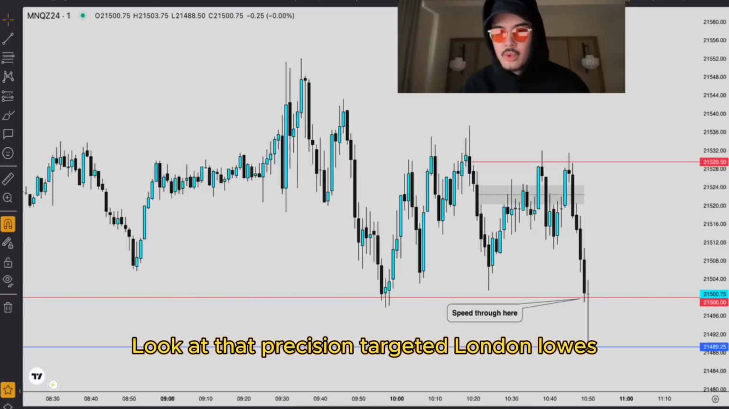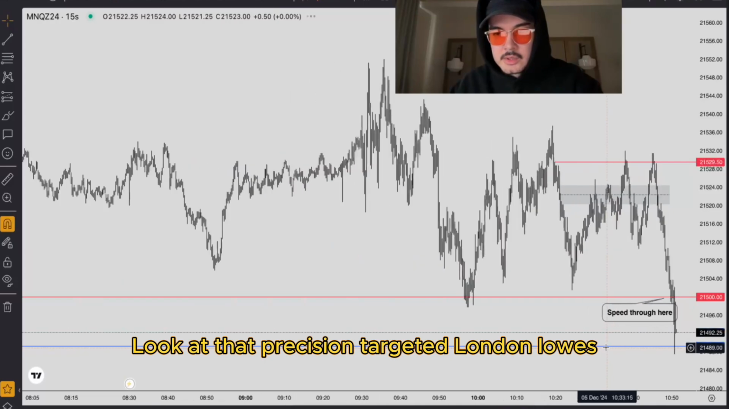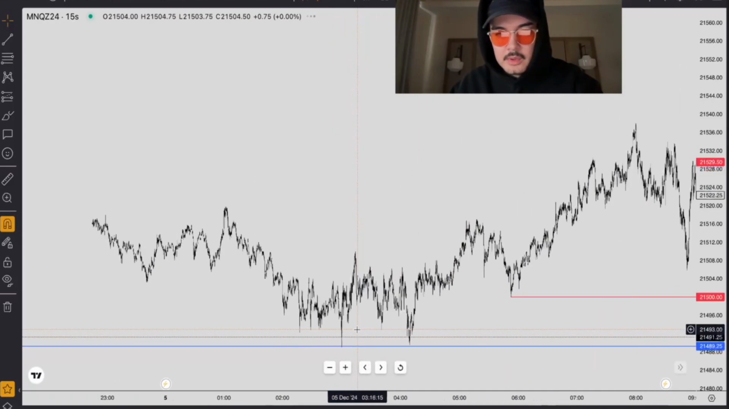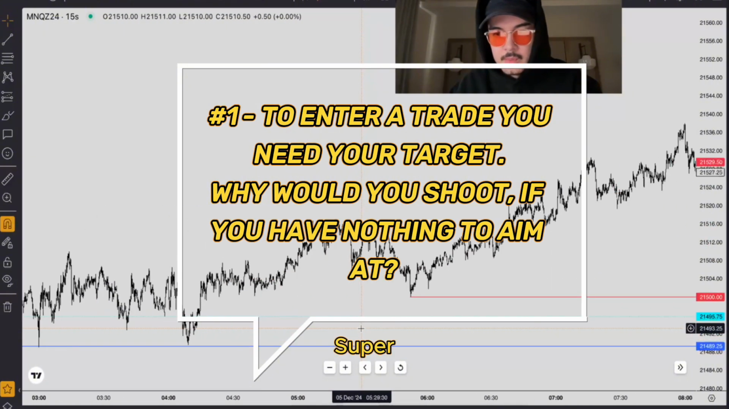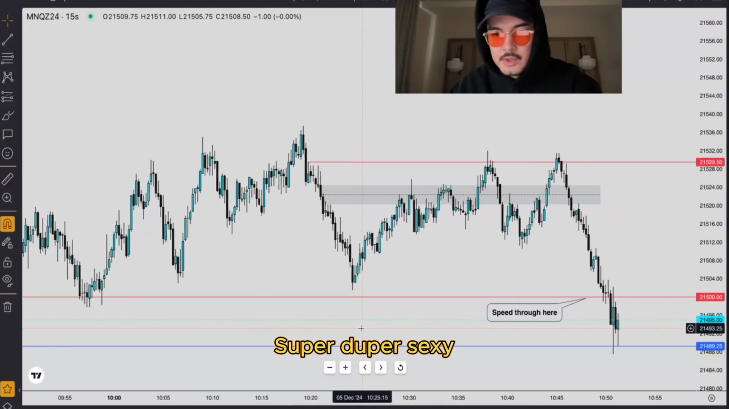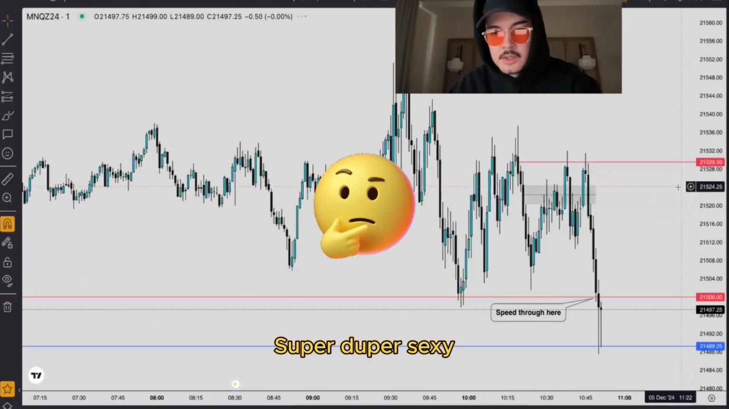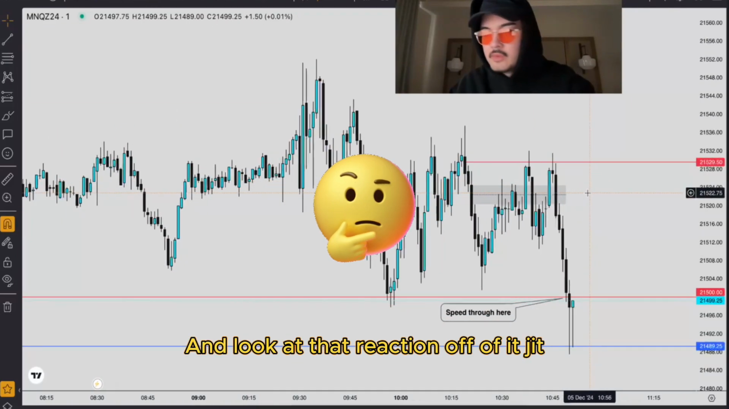Oh, bro, look at that precision. Targeted London lows. Targeted these lows over here. Super duper sexy. And look at that reaction off of it.